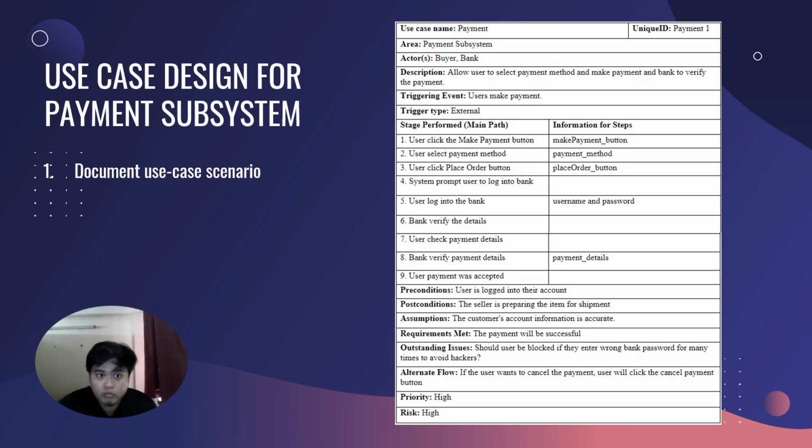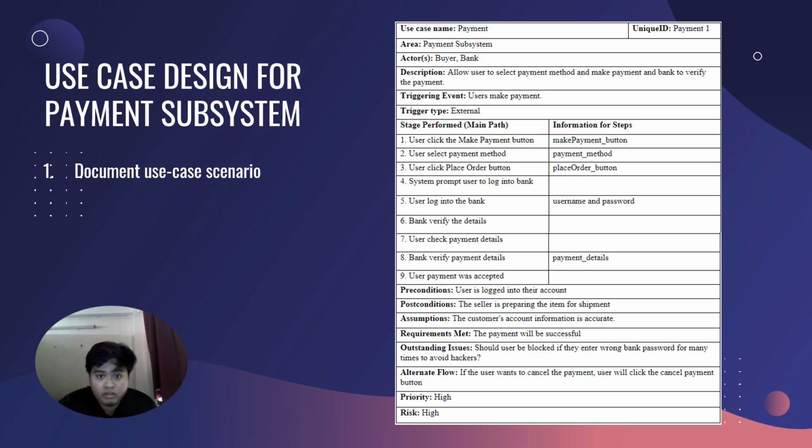Thank you very much. Now we move on to the last subsystem, which is payment. The actors related to this subsystem are the buyer and the bank. This subsystem will allow the user to select a payment method and make payment, and also the bank to verify the payment. The triggering event is the user's make payment.